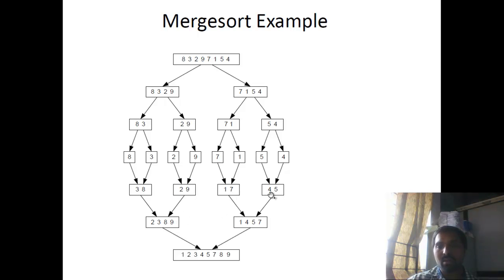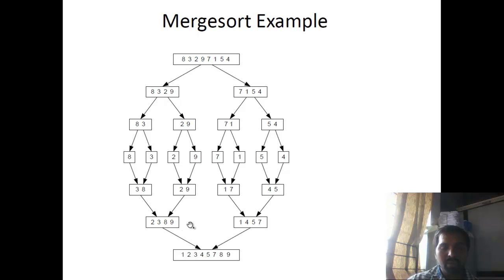Next, in the same way, we repeat the process here also. 1, 7, 4, 5: 1 and 4, 1 is smaller, copy. 7 and 4, 4 is smaller, copy 4. 5 and 7, 5 is smaller, copy. So here there are no more elements in the second array, so we can copy the remaining elements of this subarray. So we copy 7.